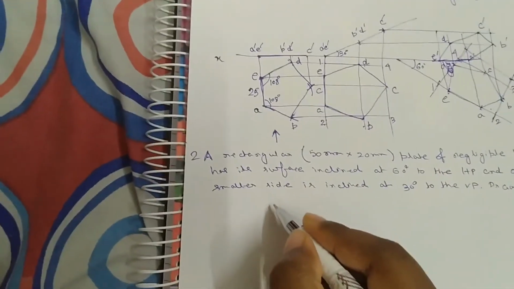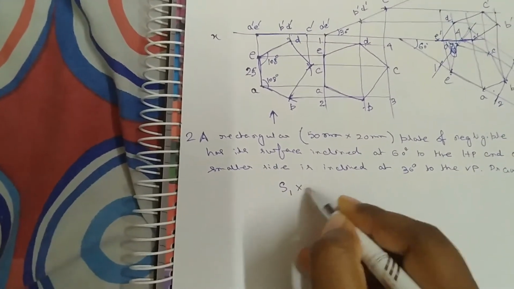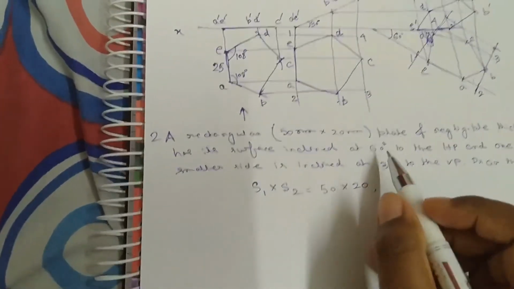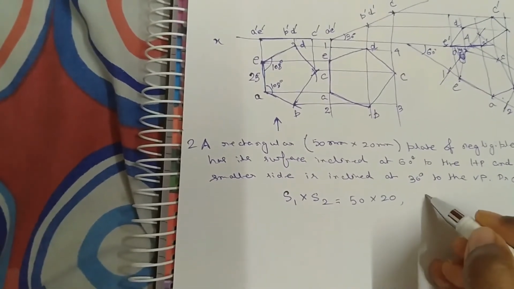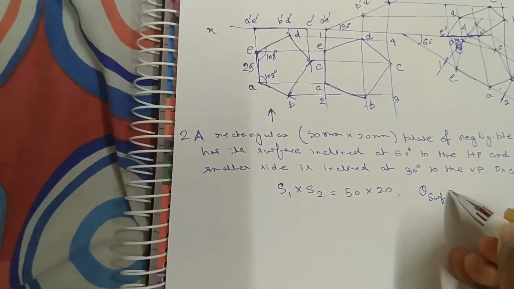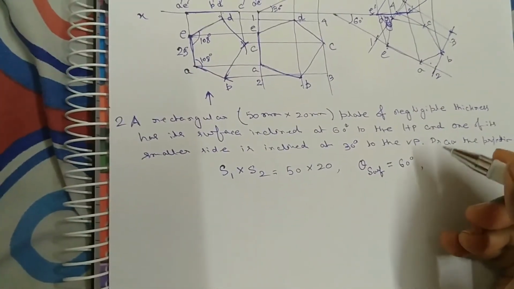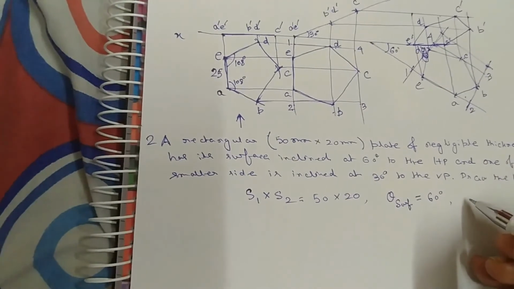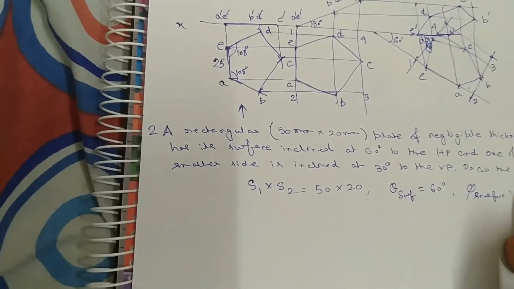So first thing first we have to see the assumptions, all the assumptions. And here the surface is inclined to HP at 60 degree, that is why theta is 60 degree, and it is saying one smaller edge will be inclined at 30 degree to VP. So phi for the small face is 30 degree.